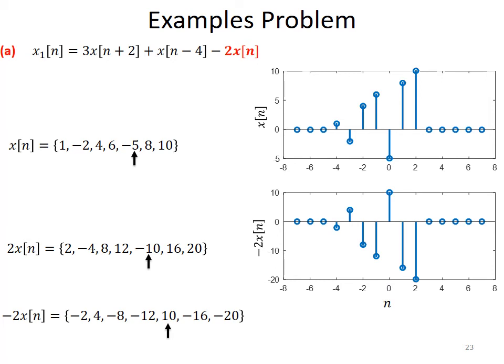Now we'll find out minus 2x of n. So minus 2x of n is simply x of n multiplied by minus 2. Each sample would be multiplied by minus 2, so 1 is multiplied by minus 2, and so on, and you get the sequence here. So there is no shifting, only multiplication with the amplitude. Only the dependent variable will change; the independent variable remains the same here.